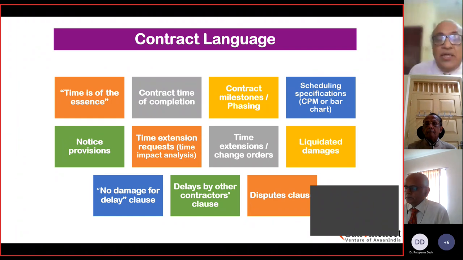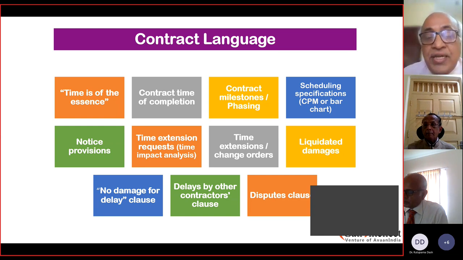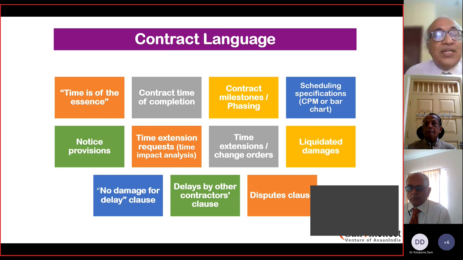I think liquidated damages have also already been covered. These are essentially damages which are paid in lieu of the delay in the execution of the contract, and they are mutually agreed between the parties on a certain unit basis. It could be based on per item of output or per day of delay. So based on that, the total claim is found based on the total delay.